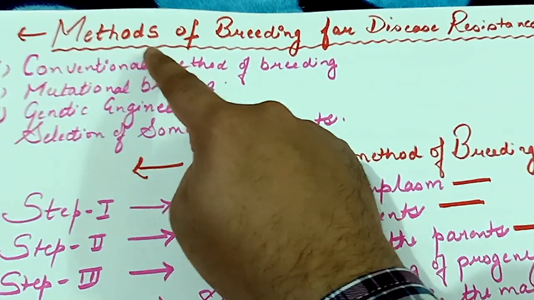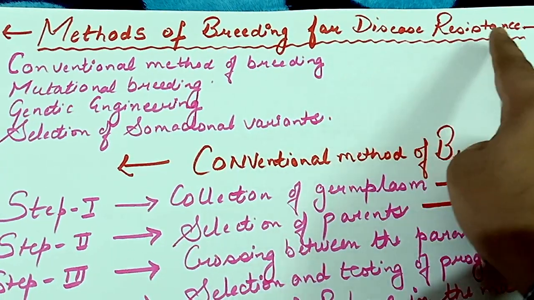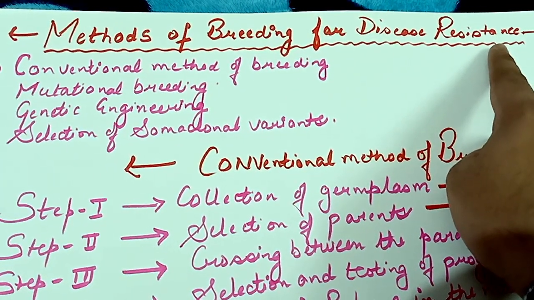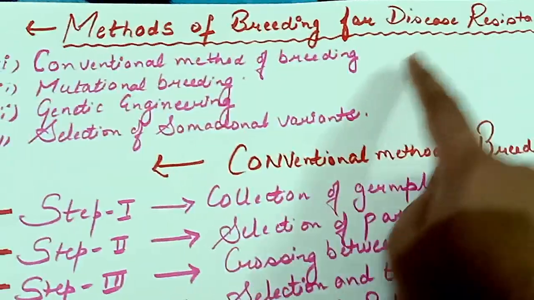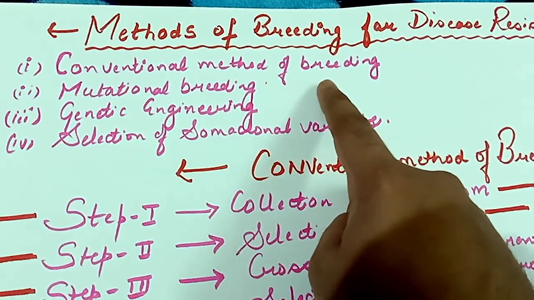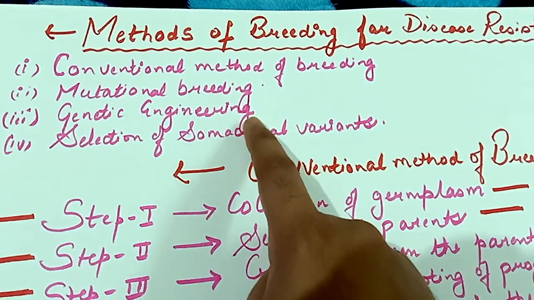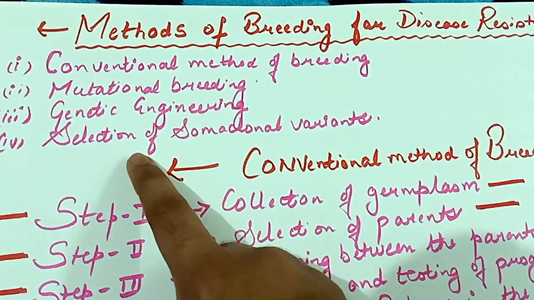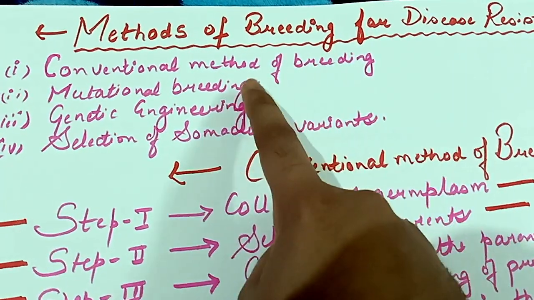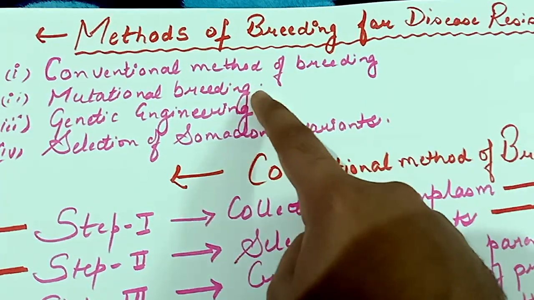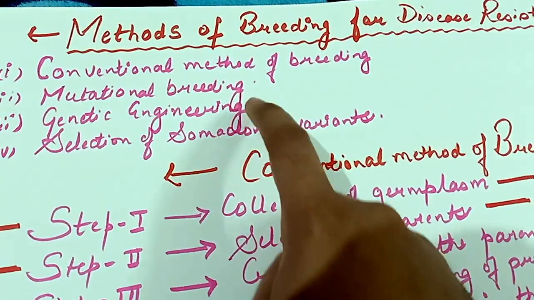Now let us look at methods of breeding plants for disease resistance. There are four methods of breeding plants for disease resistance. First is the conventional method of breeding. Second is mutational breeding. Third is genetic engineering, and fourth is selection of somaclonal variant. These two methods we will discuss in this chapter. Rest we will discuss in biotechnology.